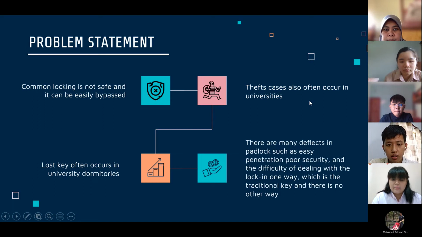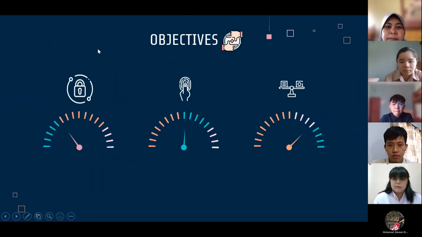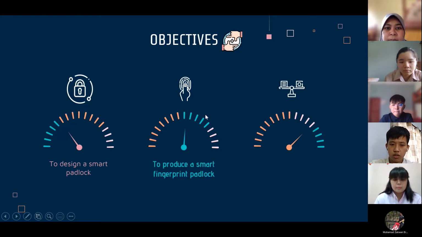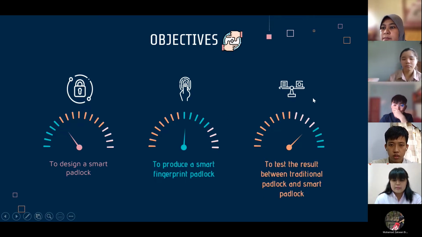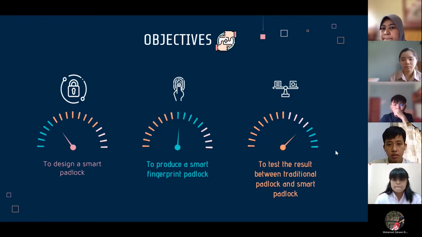The last one is there are many defects in padlocks such as easy penetration, poor security, and the difficulty of dealing with the lock in one way, which is the traditional key, and there is no other way. Next is objective. The first is to design a smart padlock. Second is to produce a smart fingerprint padlock. Last is to test the result between traditional padlock and smart padlock.